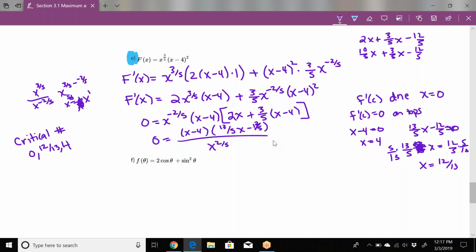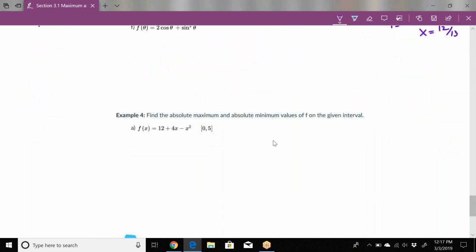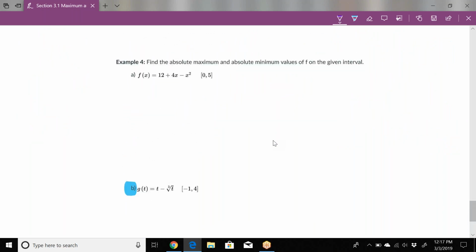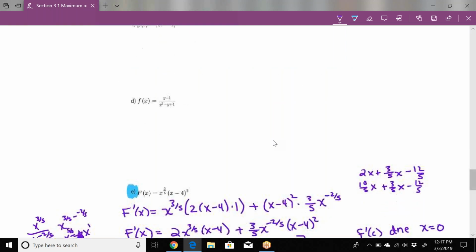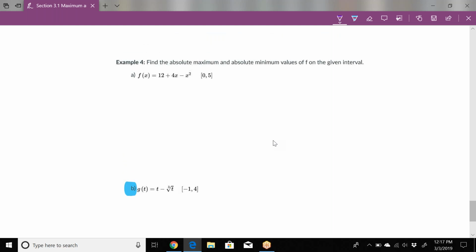All right, so that is that one. Okay, so let's look at what we have left. I believe we only had one on 4. Yes, we had part B. So the directions here are to find the absolute maximum and absolute minimum values of f on the given interval. And we are looking at t minus cubed root of t on -1 to 4.